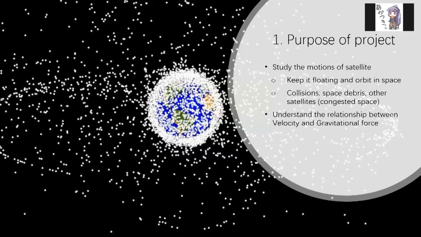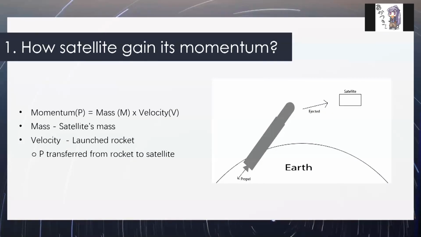So the purpose of the project is studying the motion of the satellite to keep it floating in space and orbiting around Earth. The study of the motion will prevent satellites from colliding. As humans have been sending satellites into space, orbit has become congested with many satellites, rocket bodies, and other space debris. So in order to know the motion of satellites, we have to understand the relationship between velocity and gravitational force.